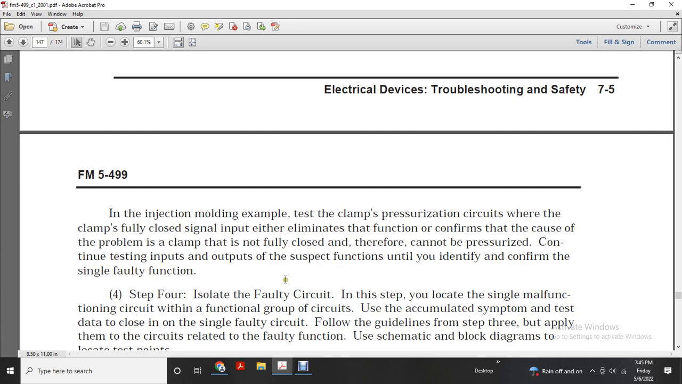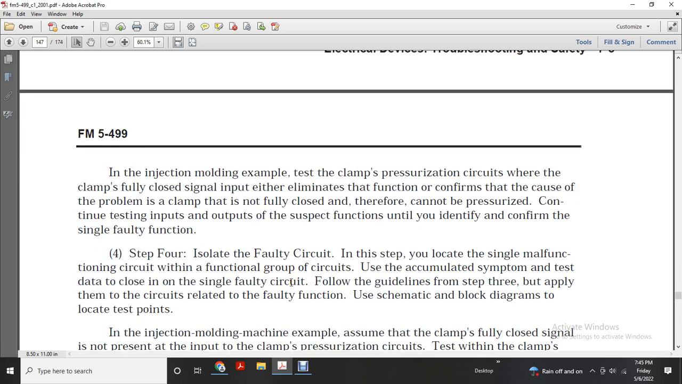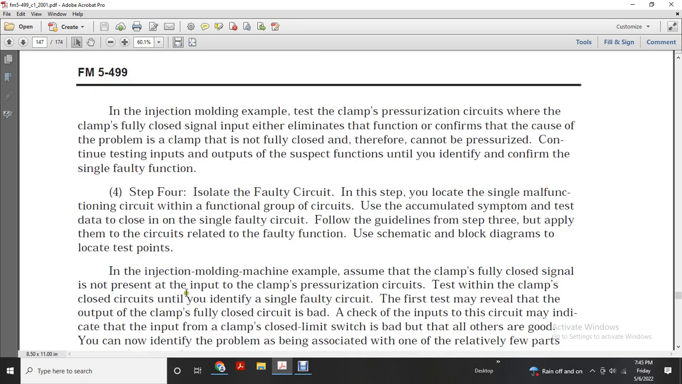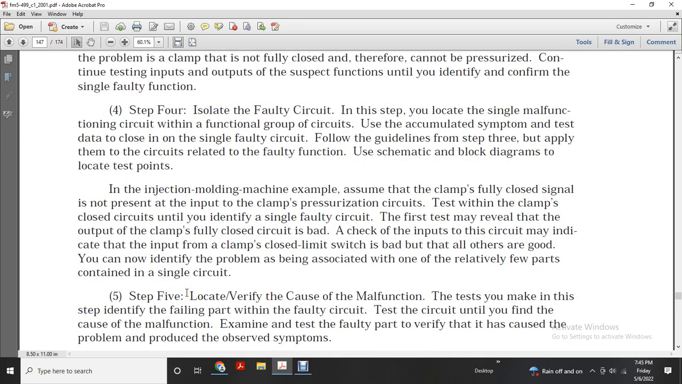Step 4, isolate the faulty circuit. In this step, you locate the single malfunctioning circuit within the functional group of circuits. Use accumulated system test data to isolate the single faulty circuit. Follow the guidelines from step 3, but apply them to the circuits related to the faulty function. Use schematics and block diagrams to locate test points.